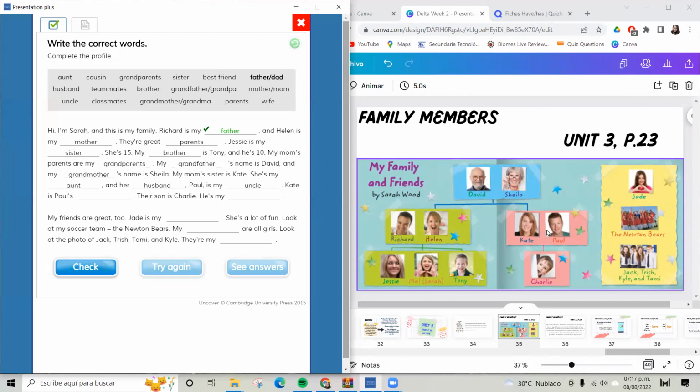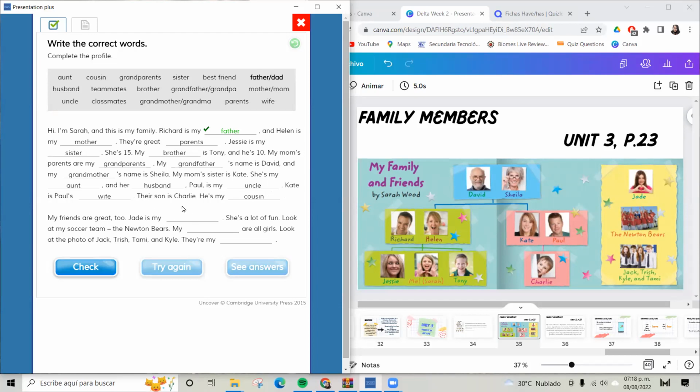Okay, and then Paul is Kate's husband, but Kate is Paul's what? Wife. Exactly. Kate is Paul's wife. Exactly. And then they have a son here, Charlie. He's my cousin. Cousin. Good. Cousin. Remember, cousin is also a gender neutral word. I can have cousin Charlie, or I can have cousin Maria, or I can have cousin Carlos, cousin Patricia. It doesn't matter. I can use cousin for man or woman.